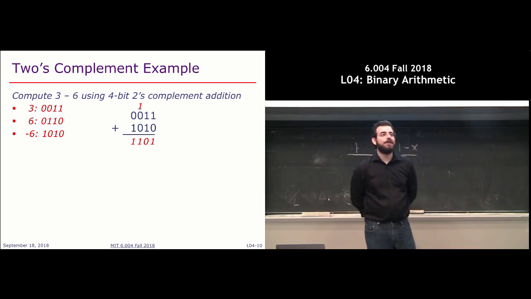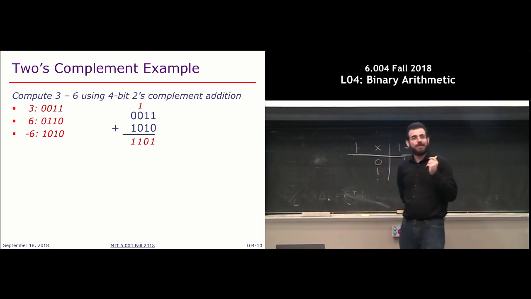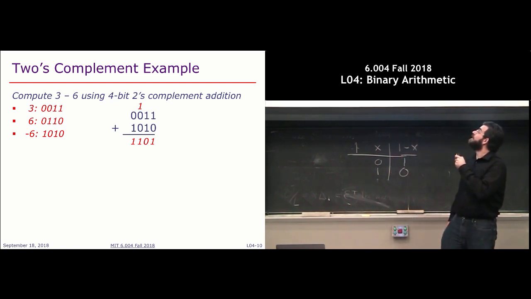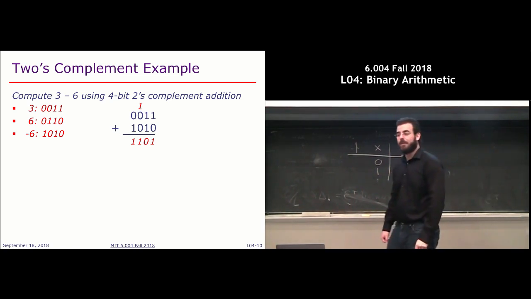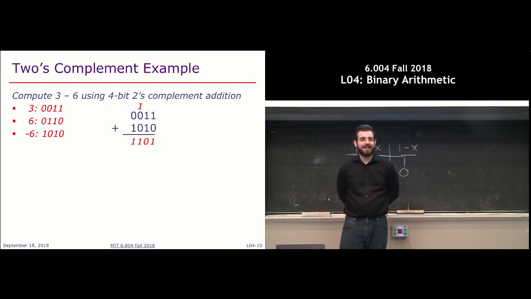So how do you translate this? I mean, you could go and reverse it again. So 0, 0, 1, 0 plus 1 is 0, 0, 1, 1. So it's minus 3. Right? And 3 minus 6 is minus 3. Good. So this actually works.